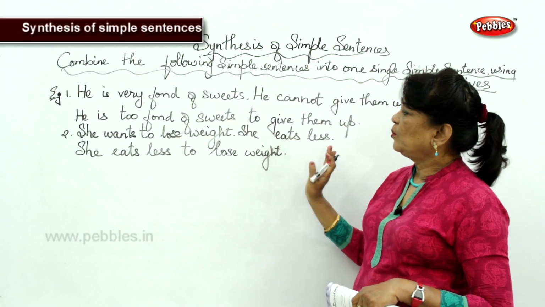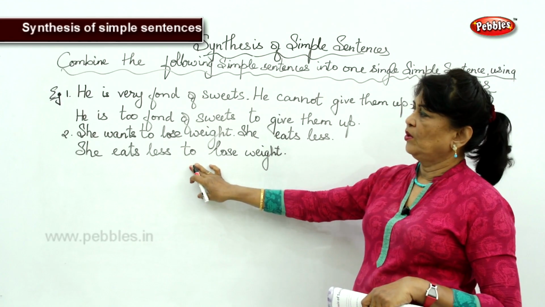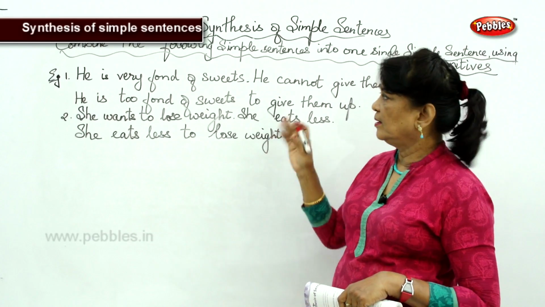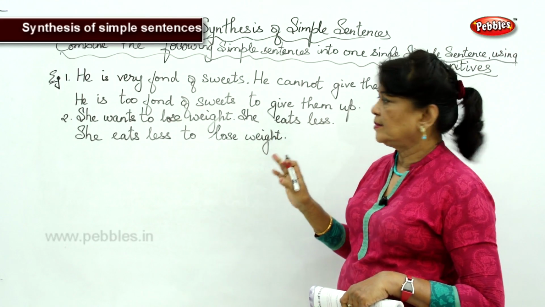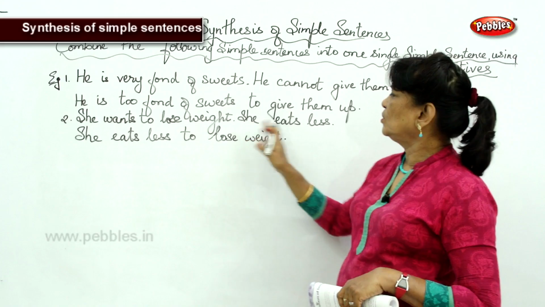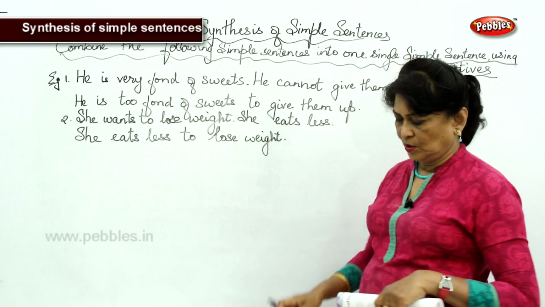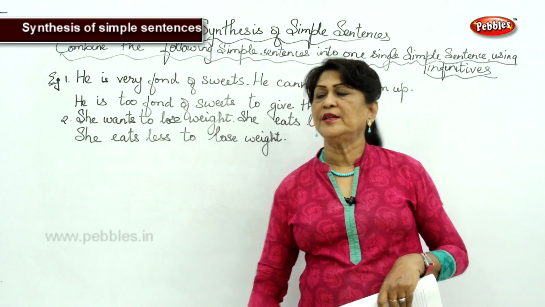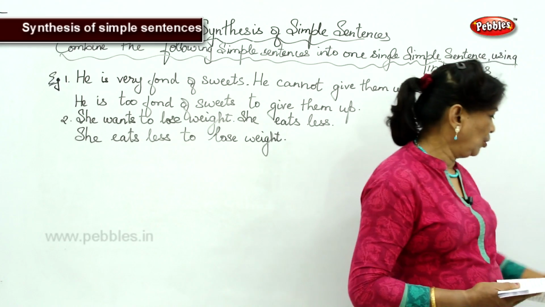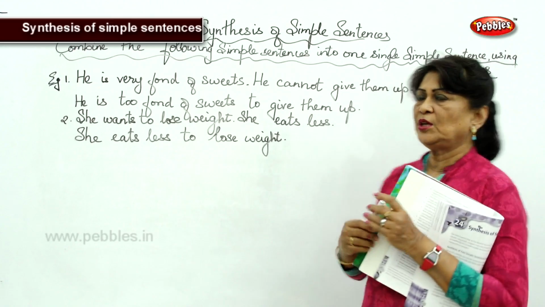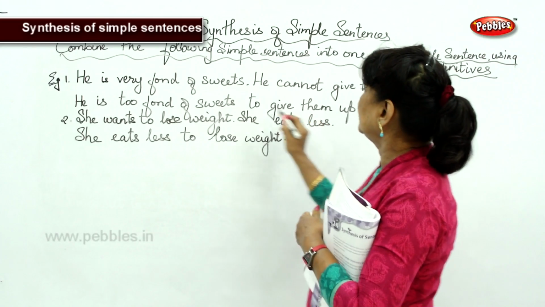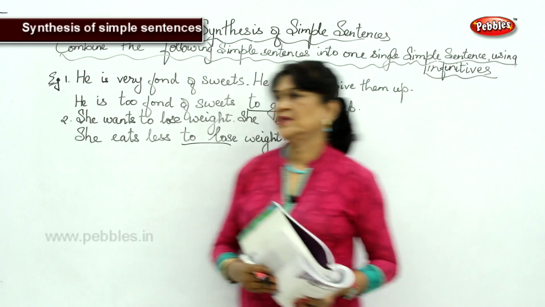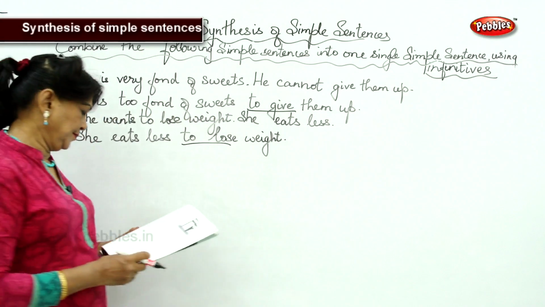See, we are combining both the sentences using TO. We can't add TOO if there is very, words like very, in one of the sentences. Otherwise, she wants to lose weight, she eats less to lose weight. So we are just using the infinitive to. Infinitive will always be with a verb, TO plus verb. Now, which are the infinitives? To give, to lose. Now, I will give you some more sentences for you to understand.